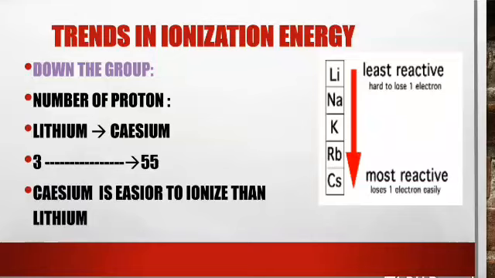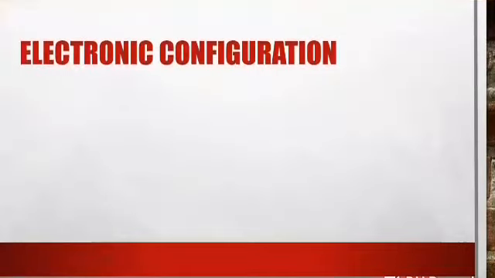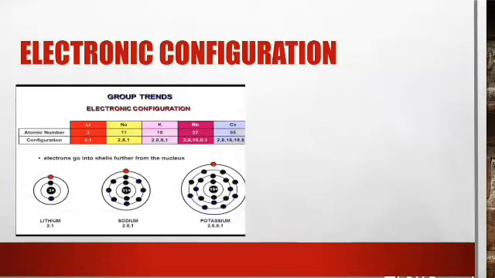In group trends, lithium has 3 electrons. The electronic configuration is 1s2 and 2s1. Sodium has 11 electrons. Its electronic configuration is 1s2, 2s2, 2p6 and 3s1. Next to lithium, sodium is easier to ionize than lithium. The reason is the shielding effect.